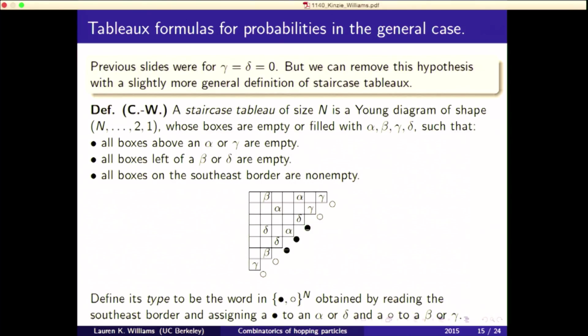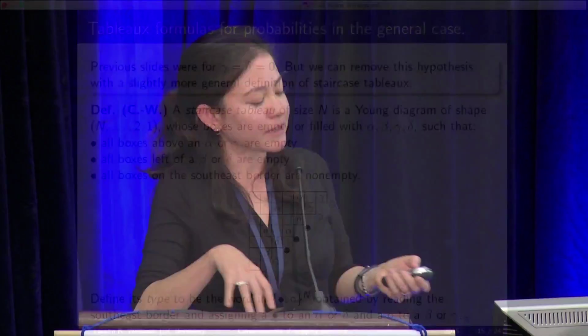And now the type of the tableau is a word in particles and holes obtained by reading that southeast border. And whenever I see a gamma or a beta, I put a hole, and whenever I see an alpha or a delta, I put a particle. And alphas and deltas were rates of particles hopping into the lattice, whereas betas and gammas were rates of particles hopping out, or in other words, holes hopping in.